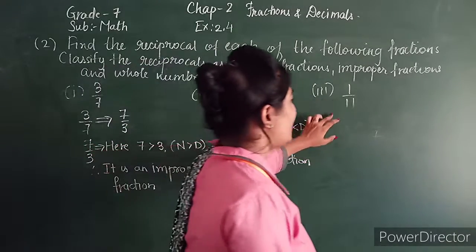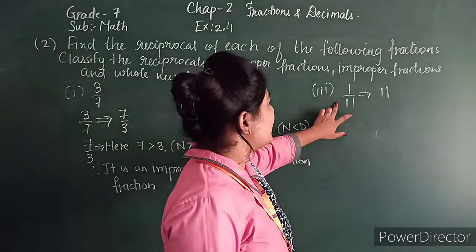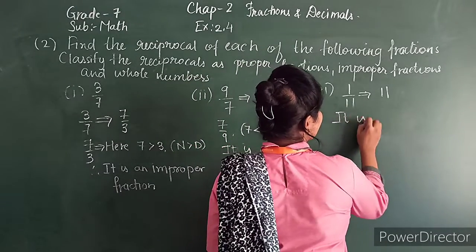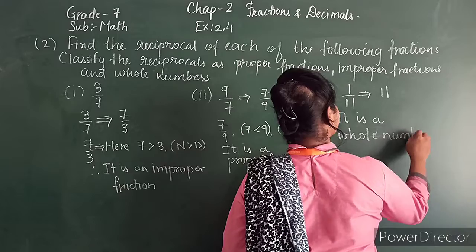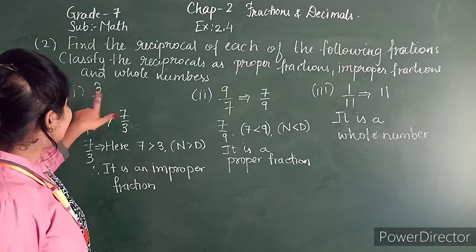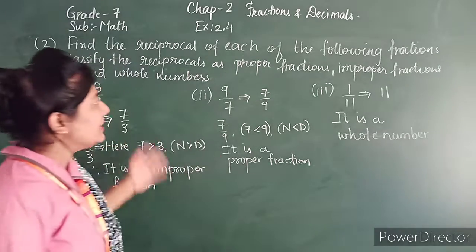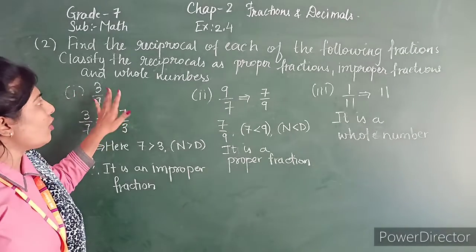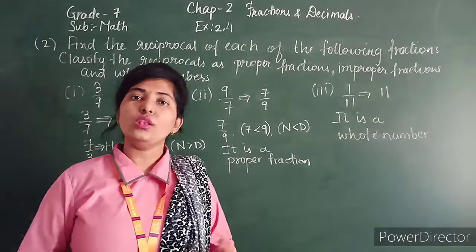Now third number, 1 upon 11. So the reciprocal of 1 upon 11 is equal to 11. The reciprocal of 1 upon 11 is 11. So here it is a whole number. So this question is very easy. You have to convert this into its reciprocal and then you have to classify this as improper, proper or whole number. First of all, you have to find the reciprocal of the given fraction and then you have to classify them as proper, improper or whole number.